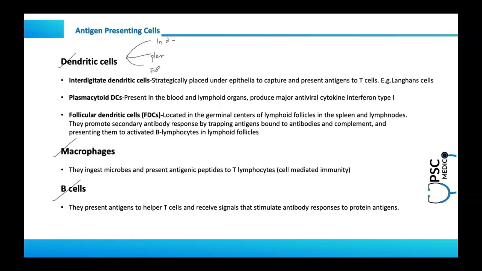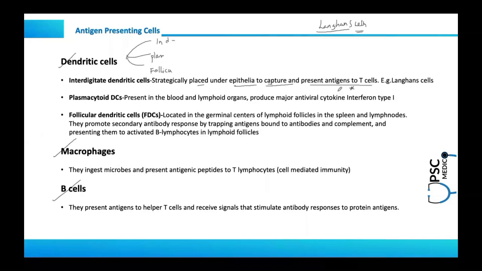Dendritic cells are of three types in general. One is interdigitating dendritic cells, the other is plasmacytoid dendritic cells, and the third variety is follicular dendritic cells. What is the difference between these three, and why is it important for you to know about these things? You know the Langerhans cells. Langerhans cells are a part of dendritic cells, and what do they do?